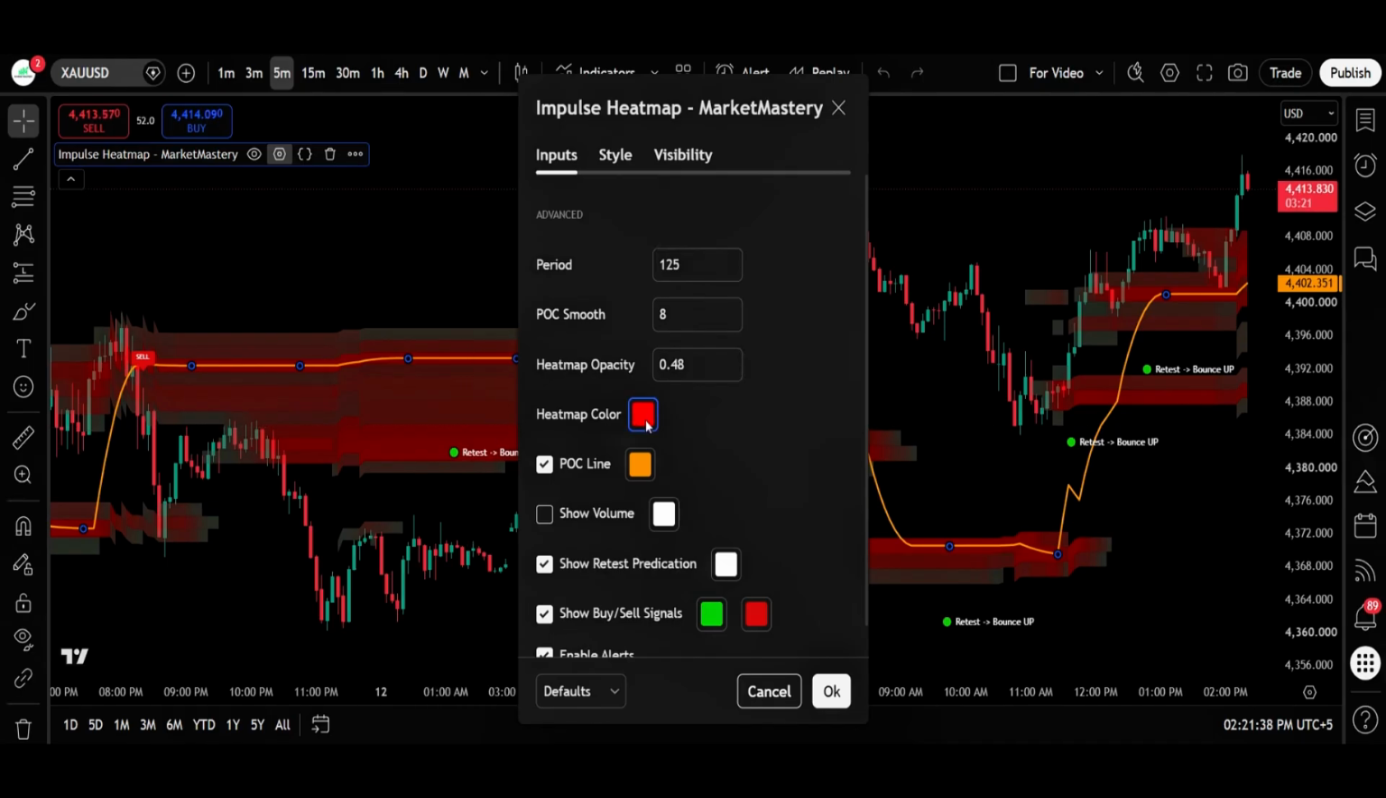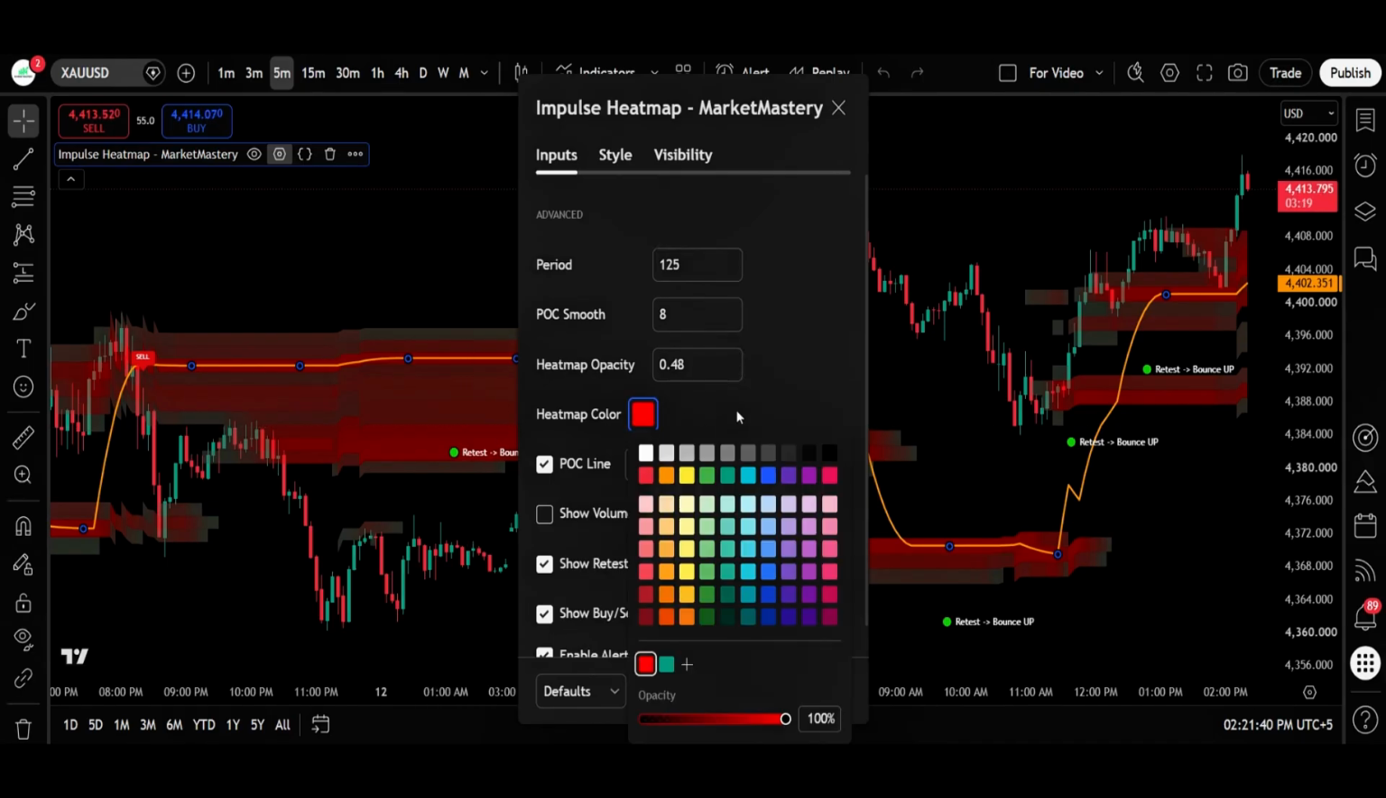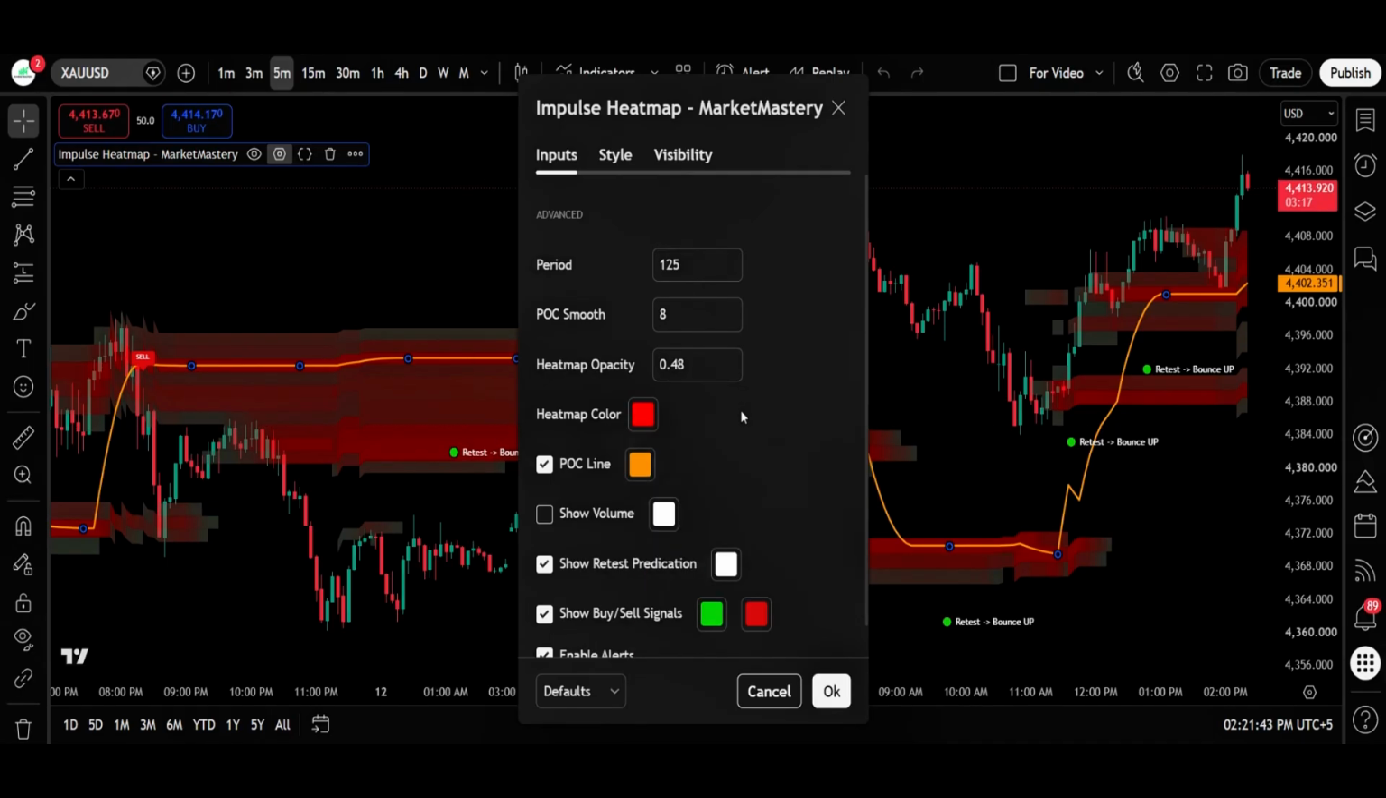You can change its color if you prefer, but the bright red color is the most accurate on the screen, which is why we set it by default. You can also see the POC, point of control line, which is the center point of the red heated area. These heated areas can act as rejection zones. Towards the end of this video, I will also show you how these red heated areas function as retest zones.